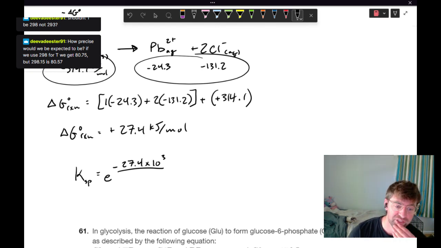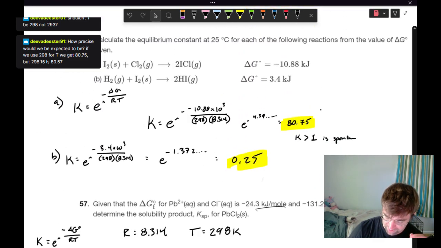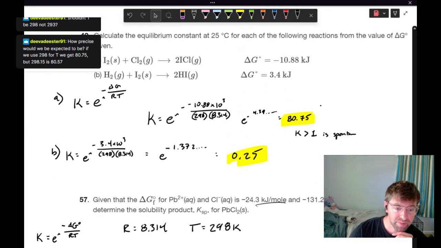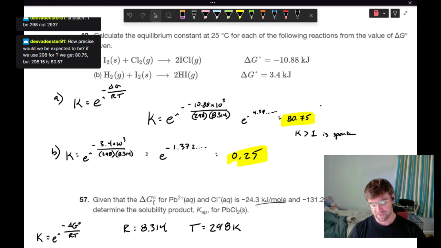So there's a really great question in the chat, and that is how precise would we be expected to be if we use 298 for temperature? I guess this is in the previous problem. Yeah, this was in 42A. So let's go back. This is worthwhile to talk about. If you use 298, you get 80.75 as your final value. But if you use 298.15, it's 80.57. So technically, you are correct that it would be more precise to use the total value.